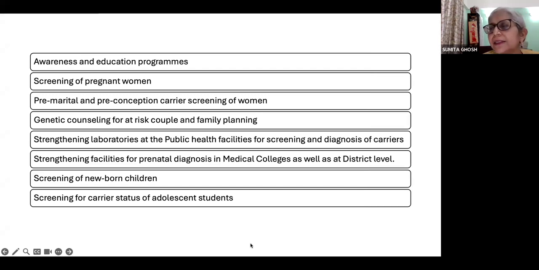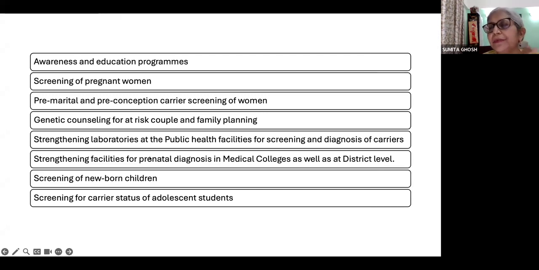When the pregnancy screening shows that she is a carrier and the husband is also, and the couple is at risk, then genetic counseling and also family planning counseling are provided. These are part of our policy. Having said that, we must do screening. That is very important, pregnancy screening and even pre-pregnancy screening.